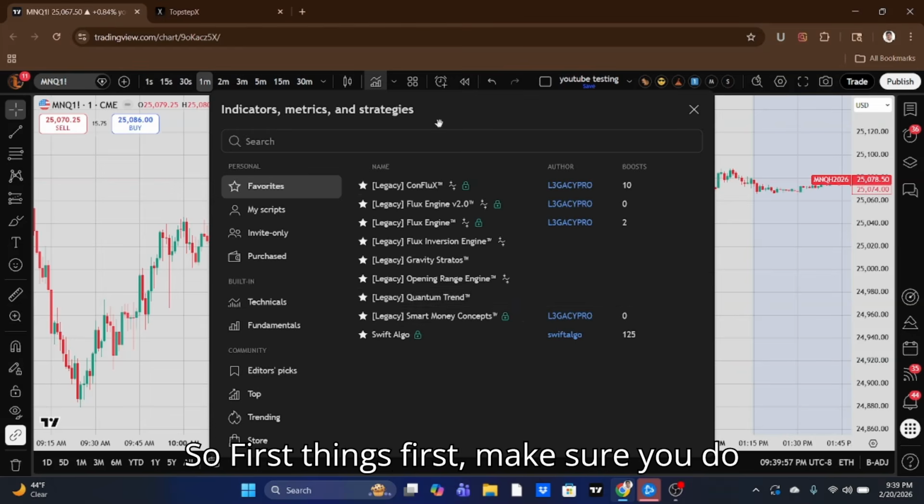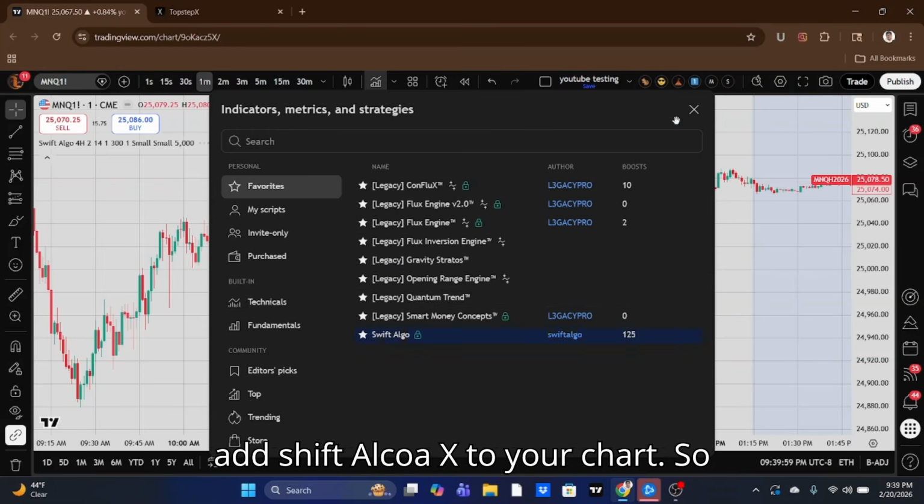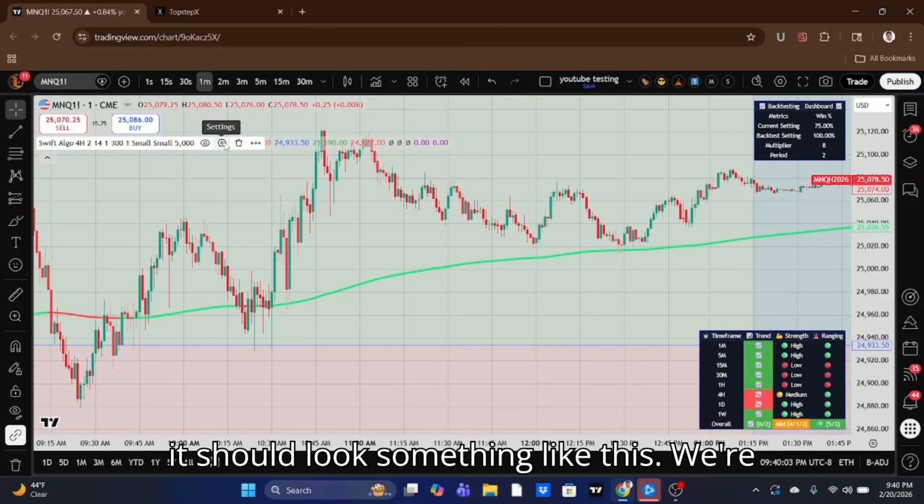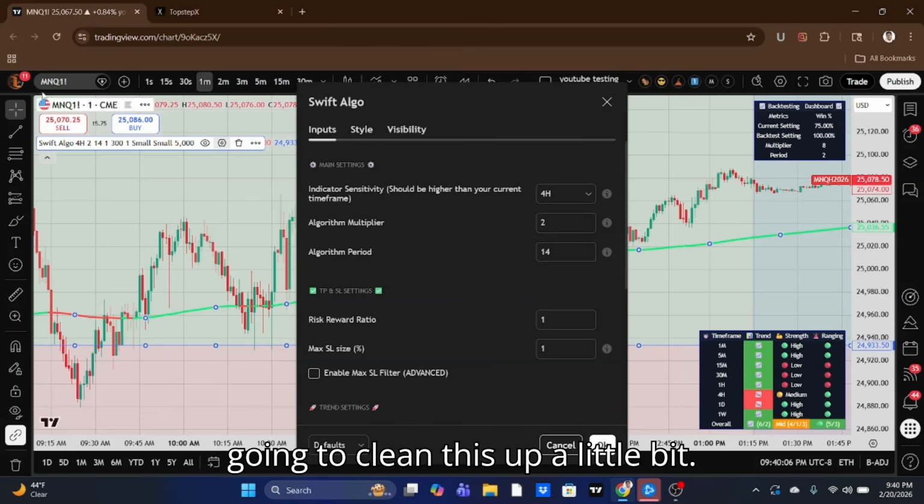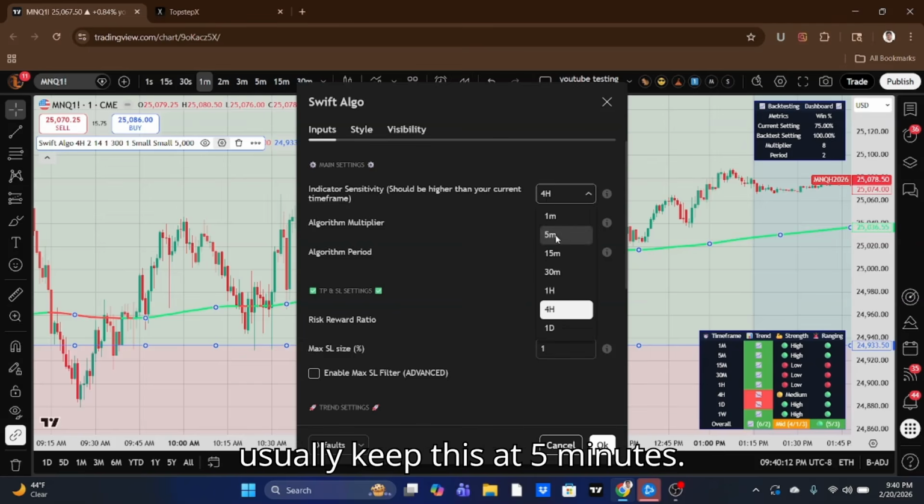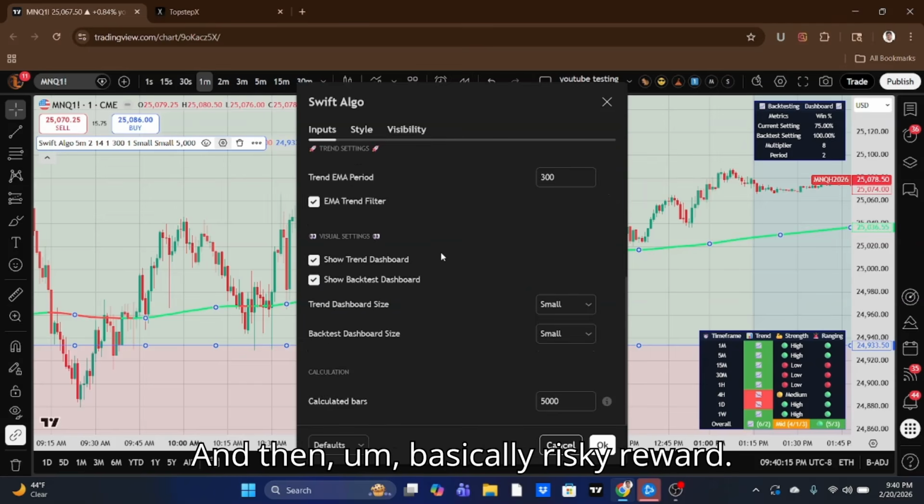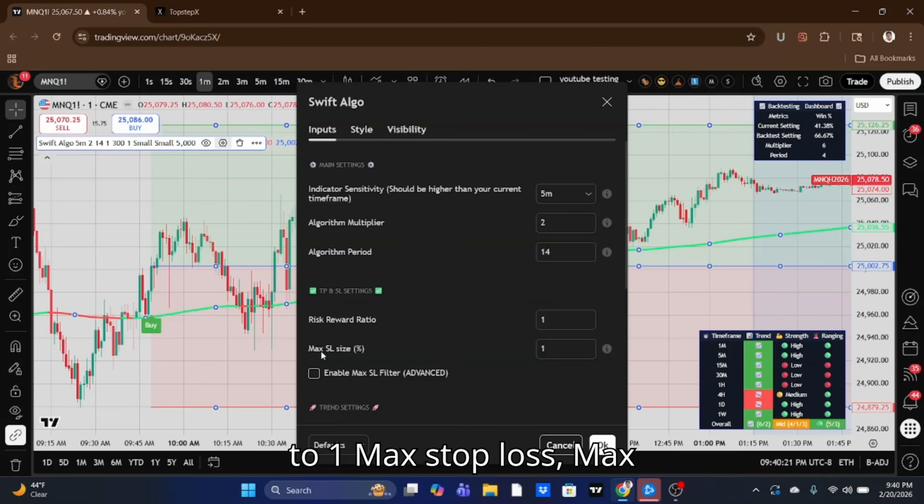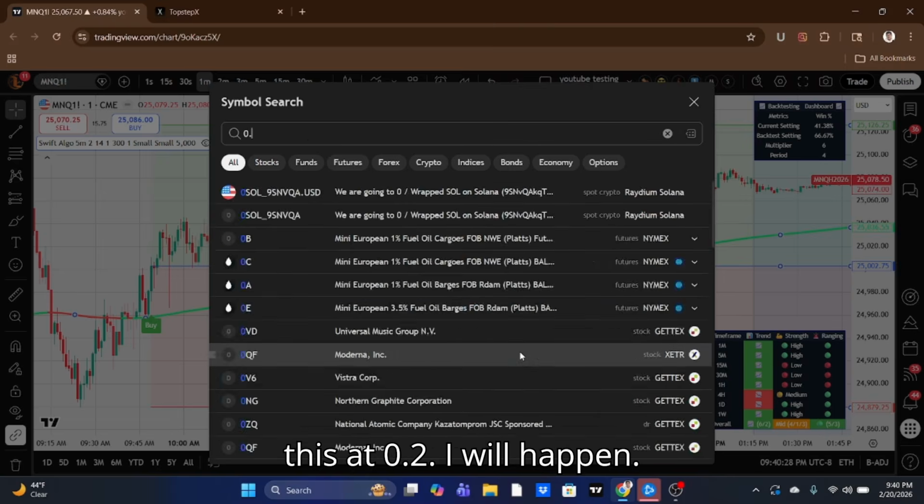So first things first, make sure you do add Swift Algo X to your chart. So it should look something like this. We're gonna clean this up a little bit. So I do trade on the 1 minute time frame. So indicator sensitivity, I usually keep this at 5 minutes. And then risk to reward, I keep this as a 1-to-1. Max stop loss size percentage, I do enable this, and I do keep this at 0.2.